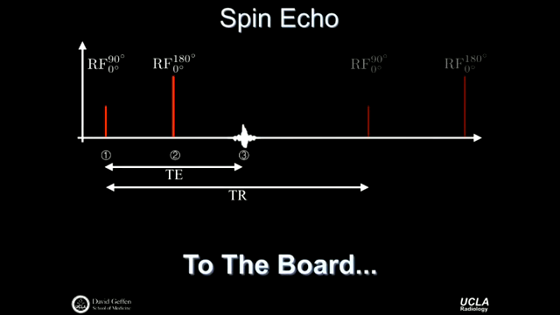Okay, let's take a short break. When we come back, we'll work through the bulk magnetization dynamics during the spin echo sequence. That'll take us 10 or 15 minutes, and then we'll get through the rest of the slides.